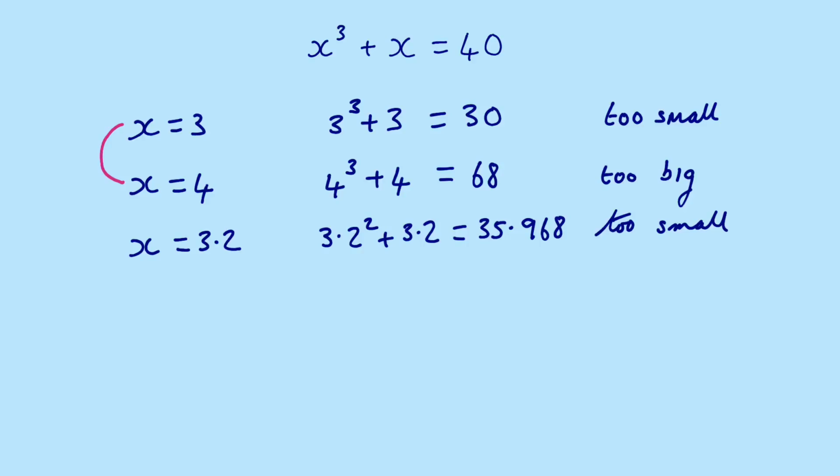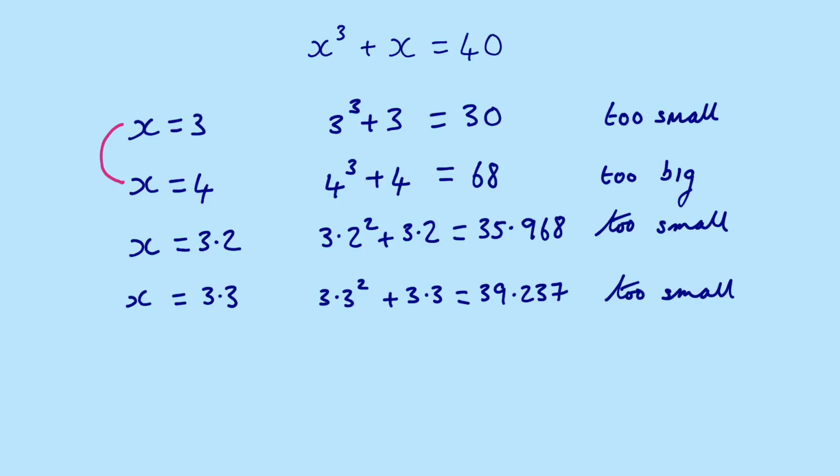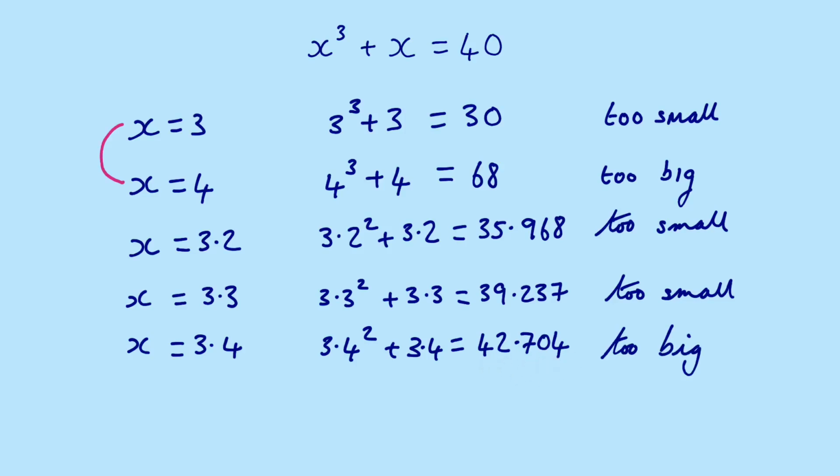So let's increase 3.2 a little bit. So let's try x equals 3.3. Let's substitute that in and we get 39.237. Now that's still too small. So let's increase that again. So we'll try 3.4 and substitute that in. So we have 3.4 squared plus 3.4 gives us 42.704. Now that's too big. So as you can see, 3.3 is too small and 3.4 is too big. So we know that the answer is either 3.3 or 3.4.